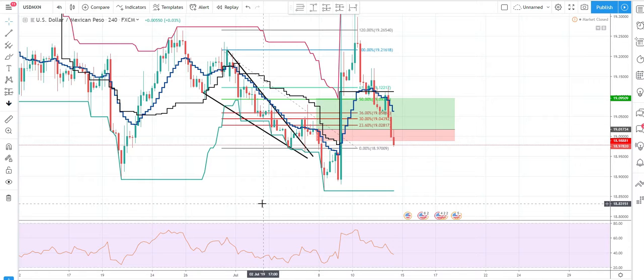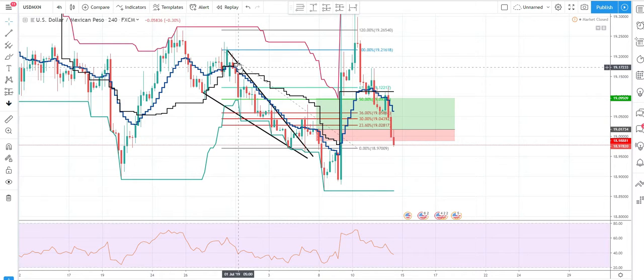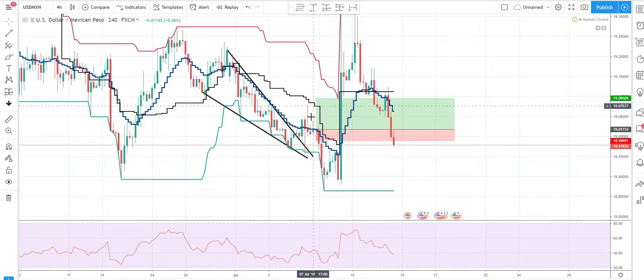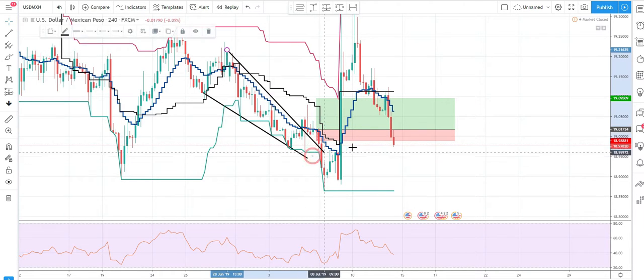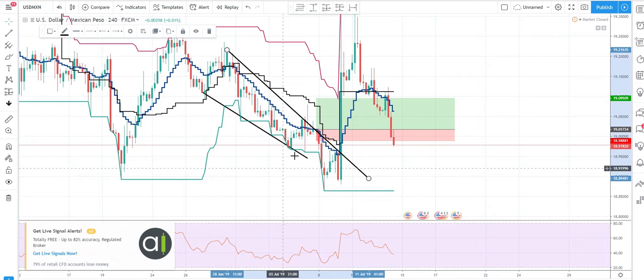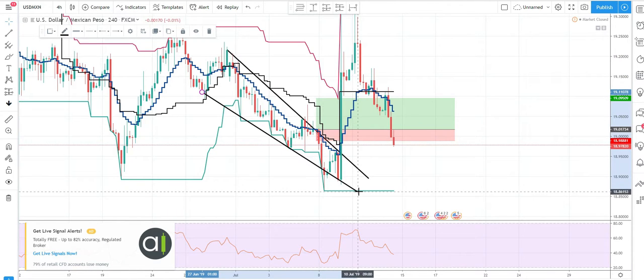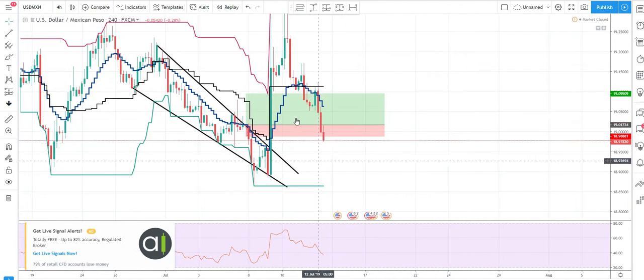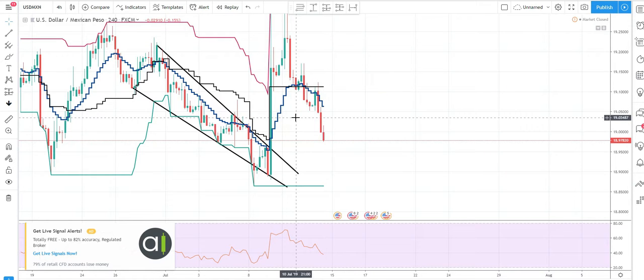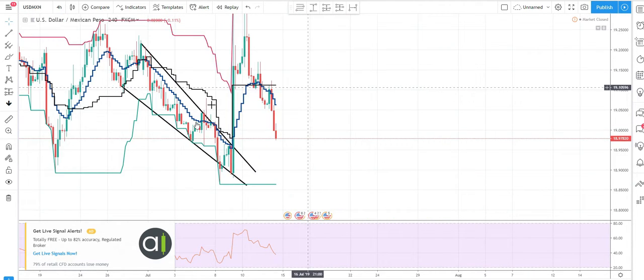This is a pretty basic contraction pattern here. I thought this was the actual contraction, the black levels, but it turns out to be this. Let me show you. It actually went all the way down here, and the contraction was this. So the trade failed, but it gave us a lesson on being reactive.